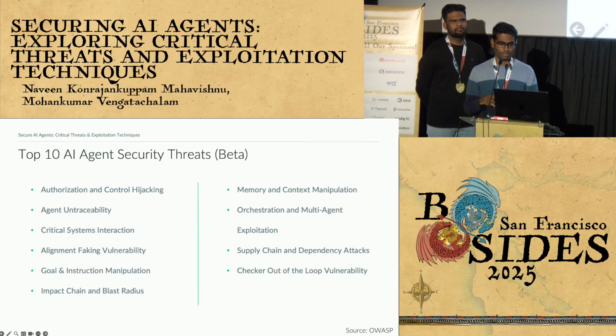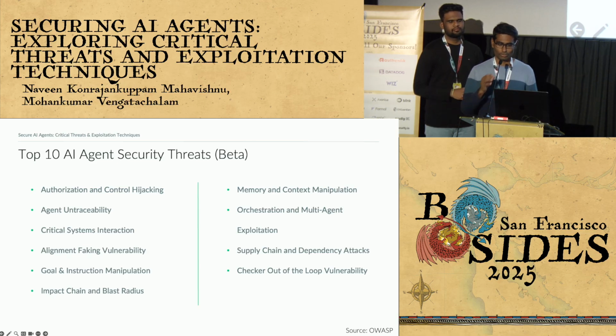And the 10th one is the checker out of the loop vulnerability. This happens when no human or oversight system is notified as the agent makes decisions. When there are high risk actions involved with agents making decisions, there should be a human in the loop, or a system in the loop that continuously monitors and then triggers some actions. If that type of looping mechanism is not in place, then the threat arises. Without a checker in the loop, mistakes go unchecked, and this can become irreversible.